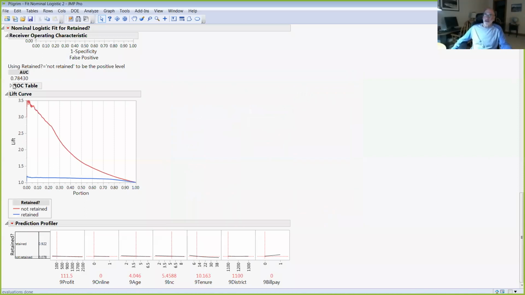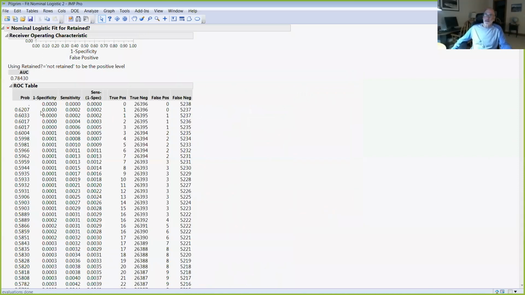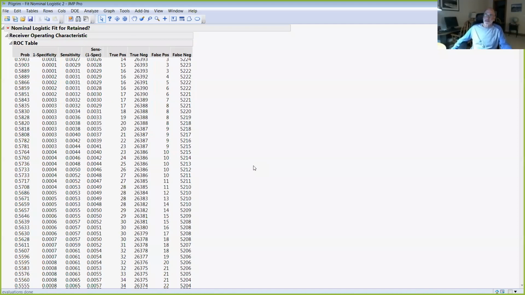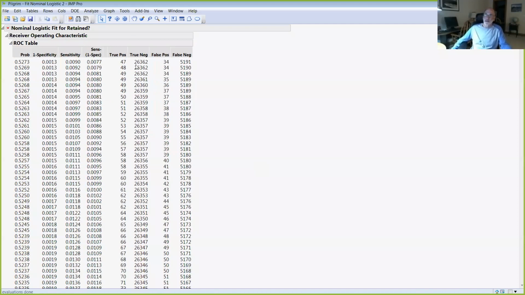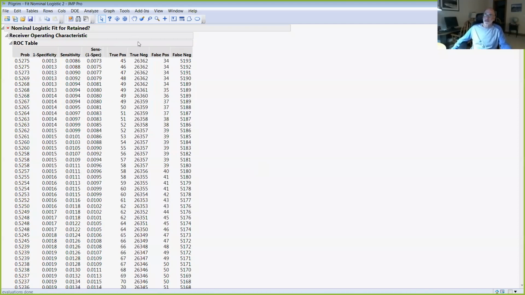You could also look at the ROC table and see how the performance changes with different cutoff probabilities; these are basically the elements in the confusion matrix. You could also use the add-in and produce the confusion matrix for a whole bunch of different cutoff probabilities. A lot of tools available.